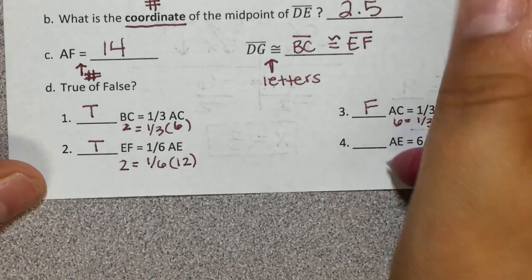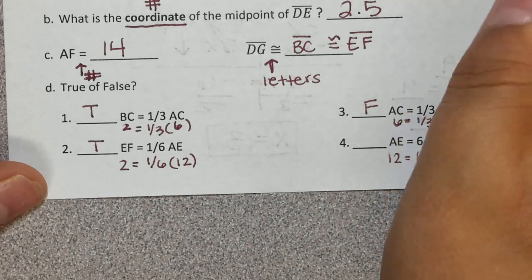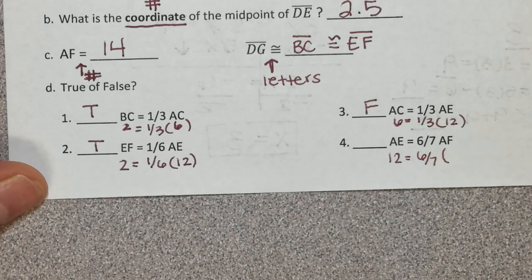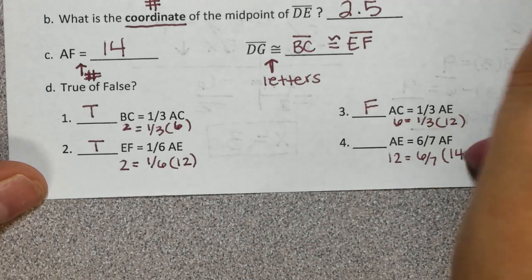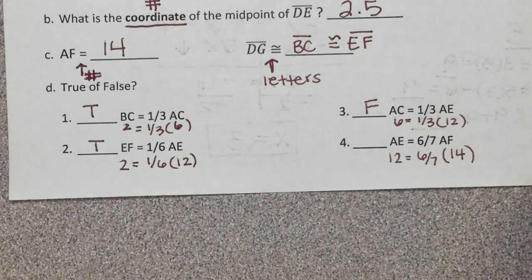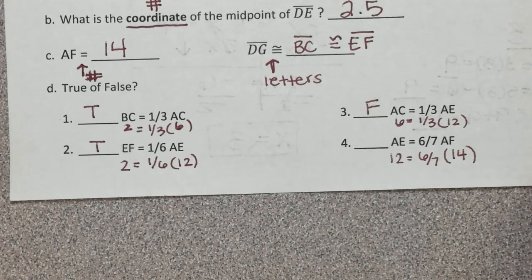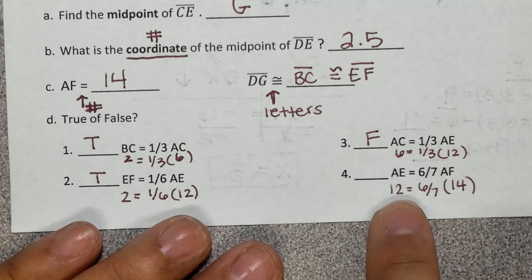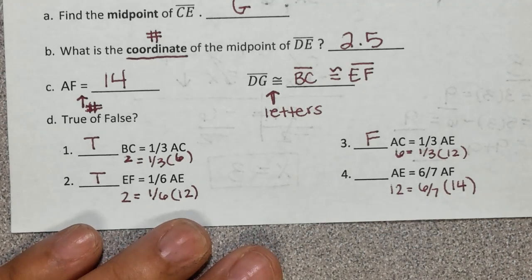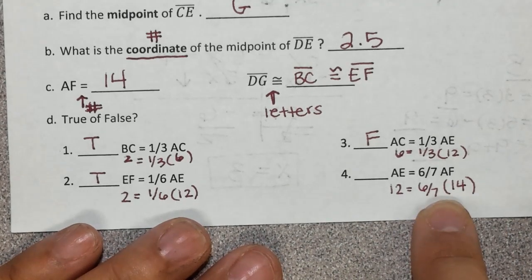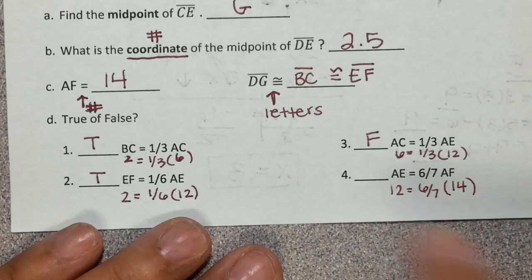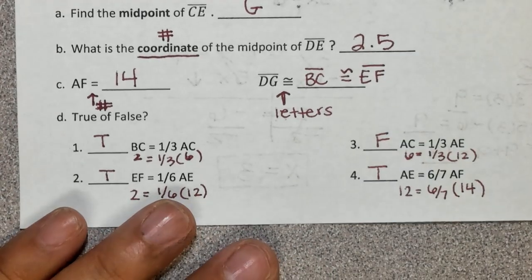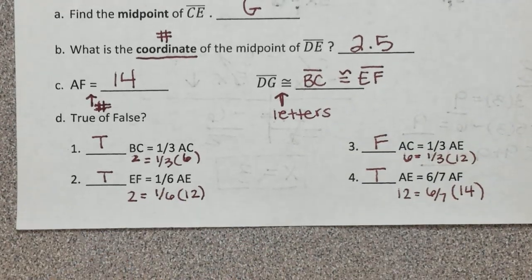And then last but not least, AE is 12, 6/7. AF was, what did we say, 14? Is 6/7 of 14 12? Yes. What's 14 divided by 7? 2. Times 6? 12. That's true. I said yes, miss. I know you did, but I'm just making sure everybody understands why.